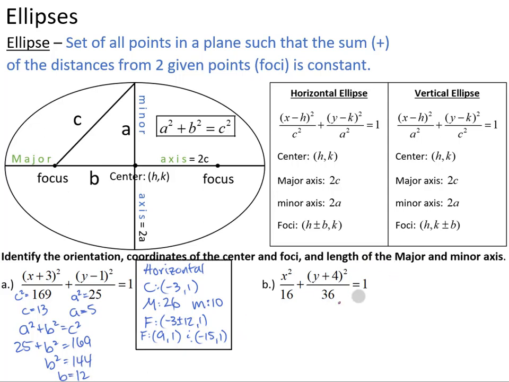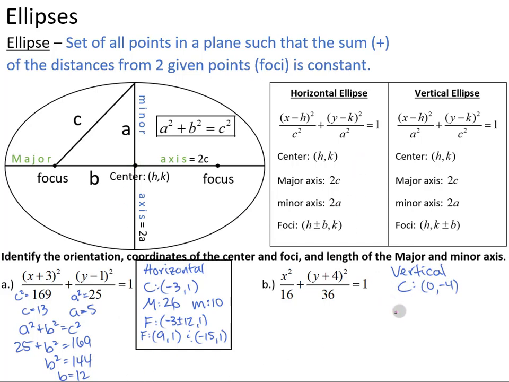All right, let's try the second one here. Again, the first thing I notice is the larger denominator is underneath y. That means it goes more in the vertical direction. So this is a vertical ellipse. Let's also go ahead and find our center, the next easiest part to find. Now notice if there's nothing with x, that's because h is 0. And here our k value is -4. So 0, -4 is the center of our ellipse.